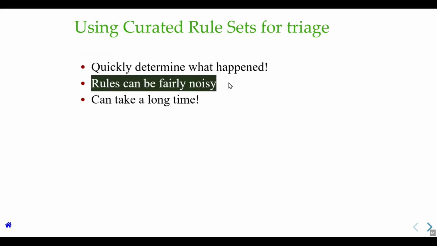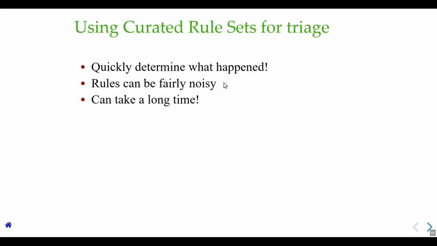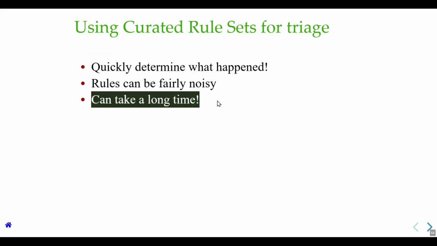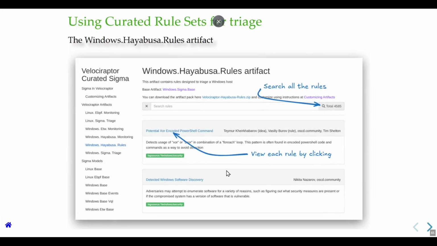And it's okay to have noisy rules, right? Because in a use case of triage, we don't know what happened. We want to get noisy rules, so we want to see whatever happens in there. It can take a long time though, because we can look at lots of logs and maybe evaluate thousands of rules, right? But in the end, we're going to get a quick picture of what's available, what happened.